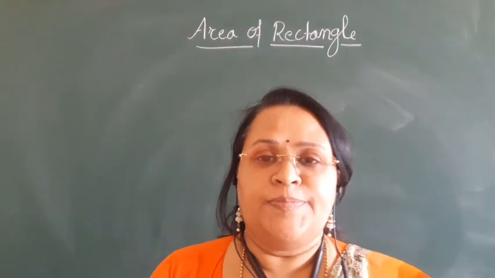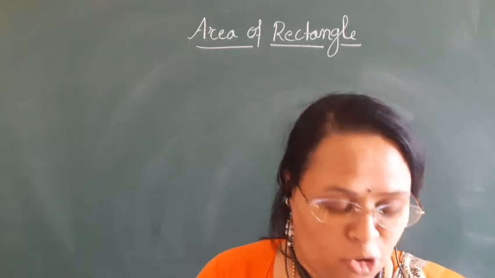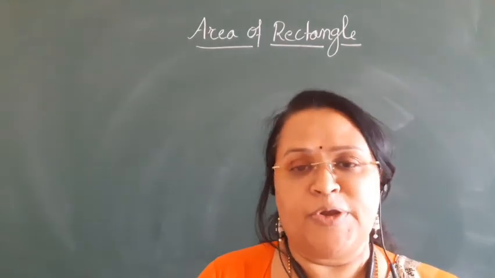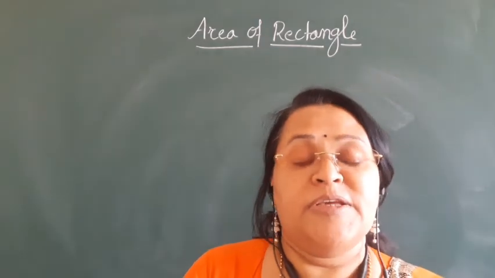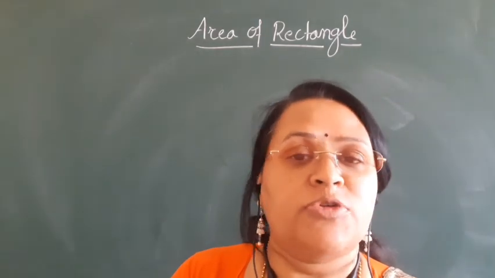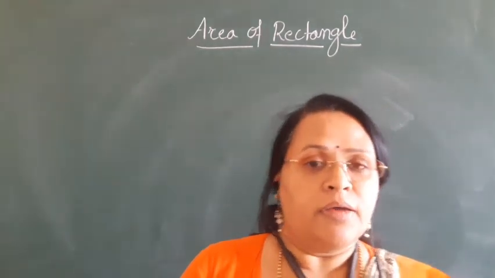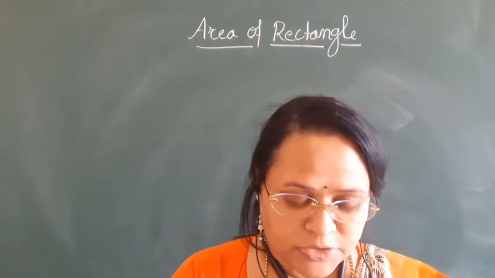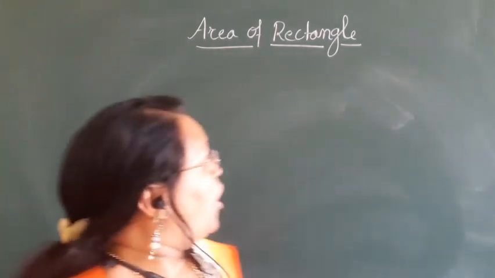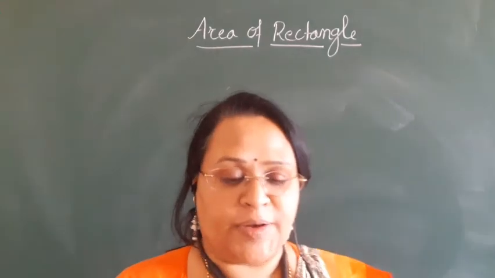Good morning, students. In the last grade we completed the perimeter of a rectangle and the perimeter of a square. So what is the meaning of perimeter? Perimeter means we have to measure the outside boundary of whatever is given in the image or in the figures. Now we have to learn the area of a rectangle and the area of a square.